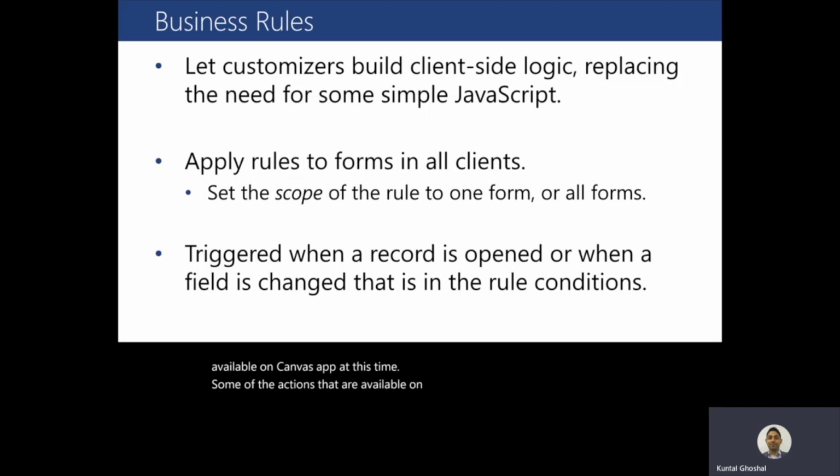Some of the actions that are available on the Canvas app as well as model driven app are set field values, clear field value, set field requirement level, show or hide field, enable or disable field, validate data and show error messages, create business recommendation based on business intelligence. Some of the actions that are not available on Canvas apps: show or hide fields, enable or disable fields, create business recommendations based on business intelligence.